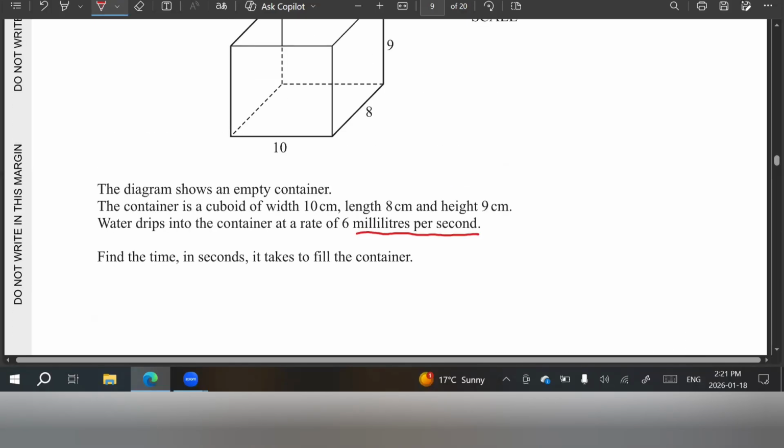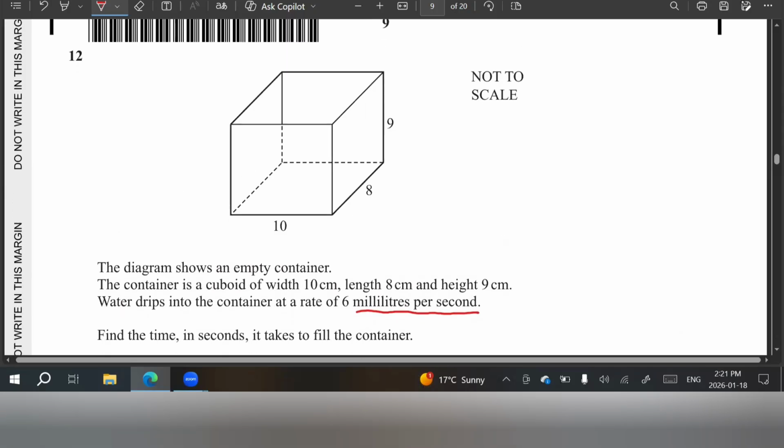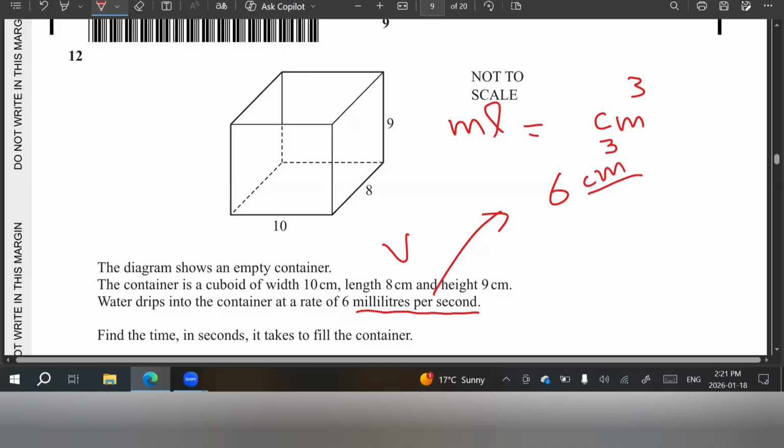Before you do this question, one thing is very important you should understand. This is milliliters. You know that 1 milliliter is equal to 1 centimeter cubed, because when you calculate the volume from here, it is going to be in centimeters cubed. So this means the rate is basically 6 centimeters cubed per second. They are bluffing with you, trying to confuse you.